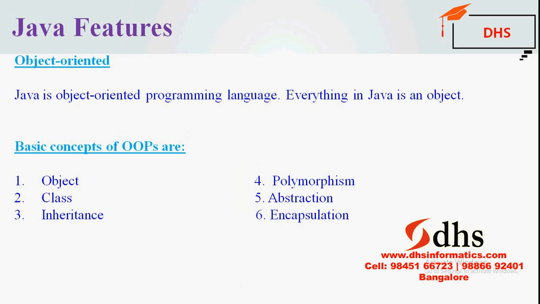Java features. Object-oriented. Java is an object-oriented programming language. Everything in Java is an object. Basic concepts of OOPS are object, class, inheritance, polymorphism, abstraction, and encapsulation.